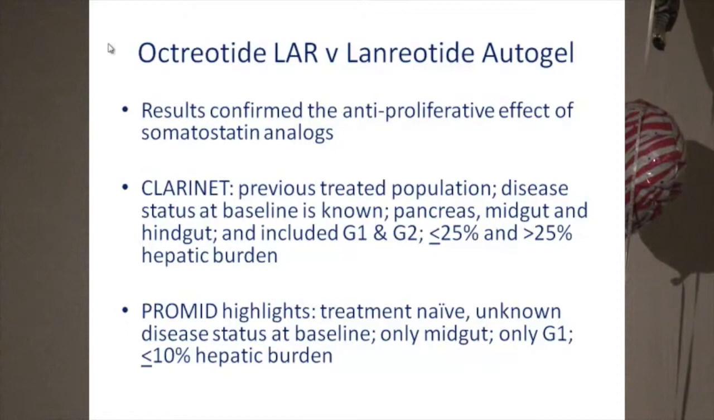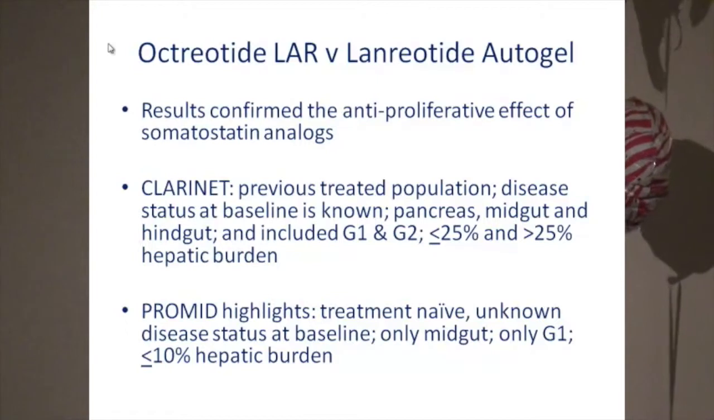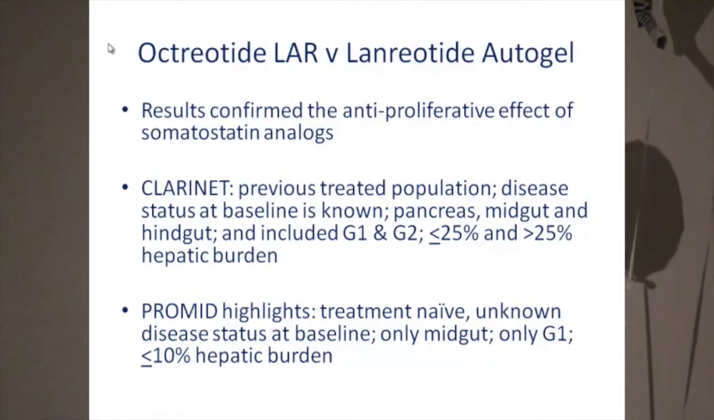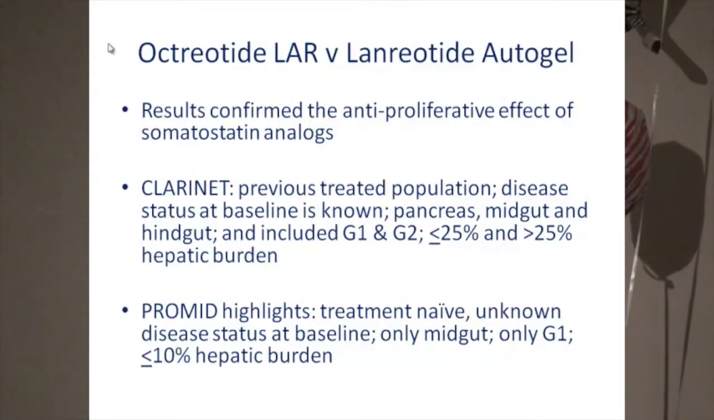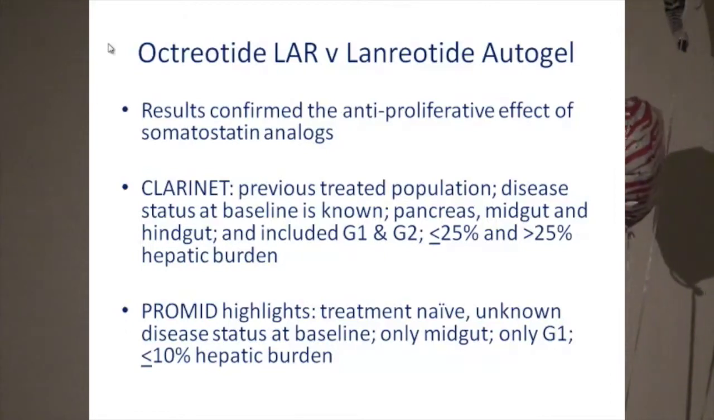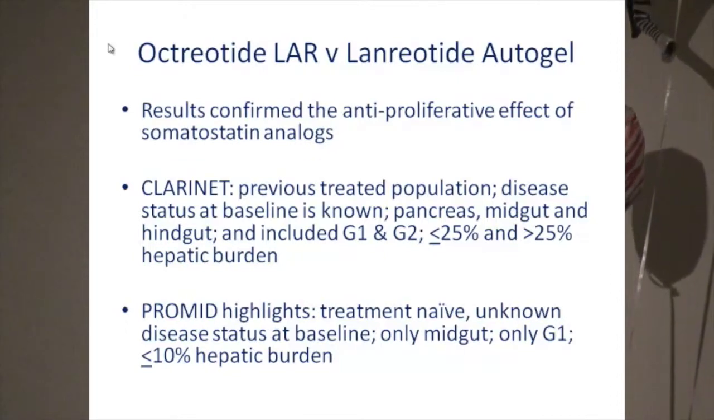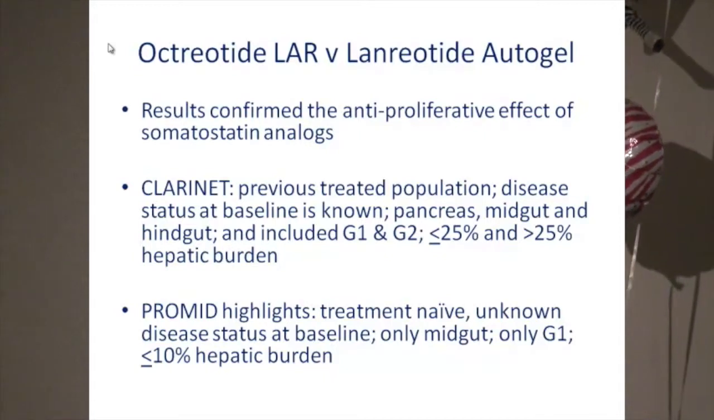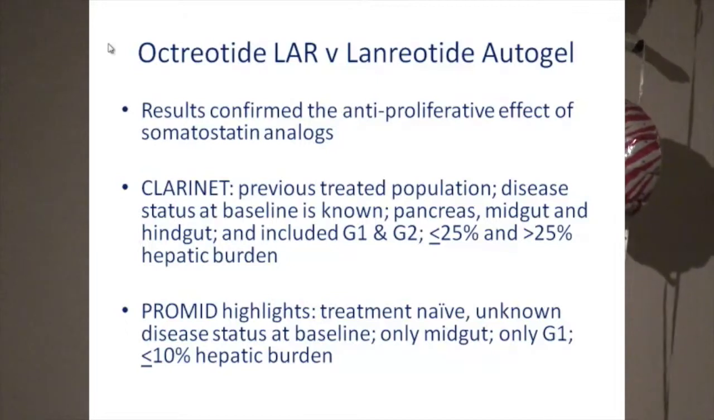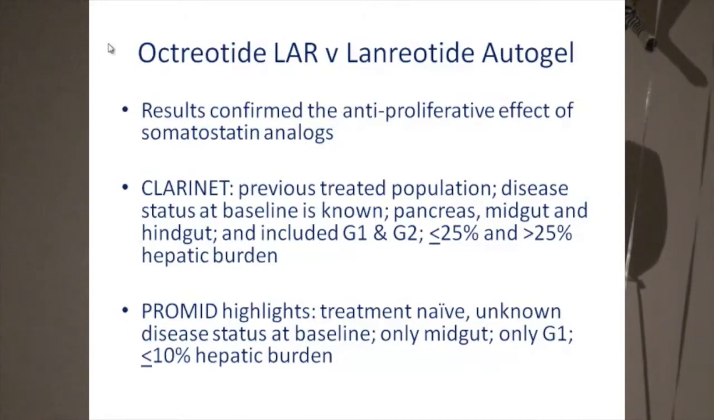And the analysis of effectiveness based on hepatic tumor load is actually broken down at 25% involvement versus greater than 25% involvement. The PROMID study mainly treated patients who were therapy naive without known disease status, meaning at baseline, have they been progressing on no therapy, or it's not clear. It's only midgut that has been included in the PROMID study, G1 mostly, and hepatic burden was only significant if you have less than 10%, meaning the benefit was seen with patients with less than 10% involvement of the liver.